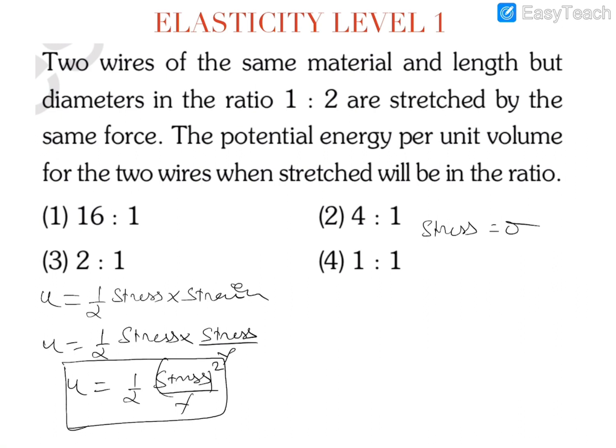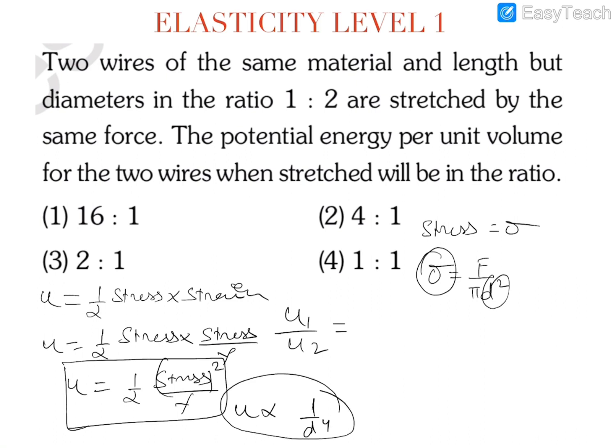Now we know that stress is equal to force upon area and area is pi d square. So we can see that stress is inversely proportional to square of diameter, and therefore u1 by u2, the ratio of energy densities of the two wires, would be the ratio of stress developed in the two wires, squared. So we already know that energy density is proportional to the square of stress, and stress is inversely proportional to the square of diameter. So we can conclude that energy density is inversely proportional to the fourth power of the diameter.